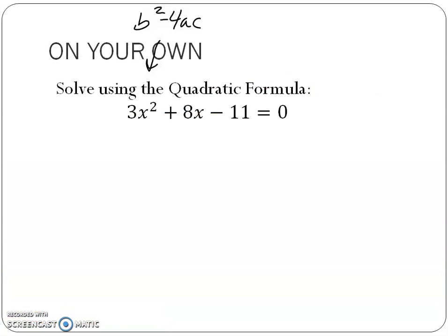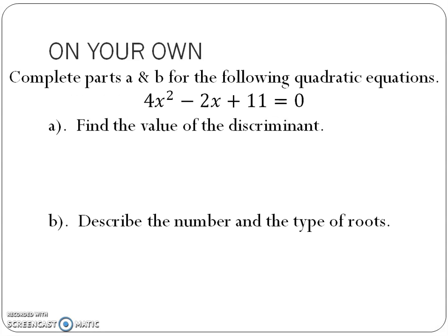On the first, on your own, it just wants you to use the quadratic formula to solve this. Second, on your own, it gives you your equation. It says, what is the value of the discriminant? So you're going to simplify b squared minus 4ac all the way down. And then after you've simplified it all the way down, describe the number and the type of the roots. Remember, roots are just your solutions.